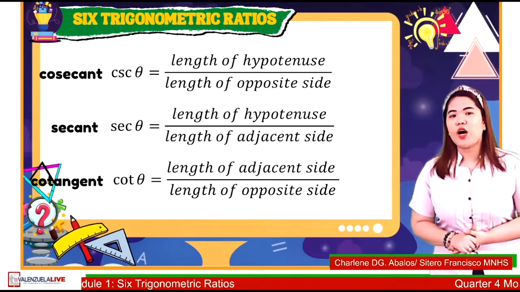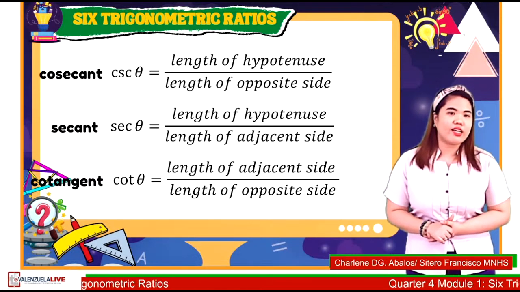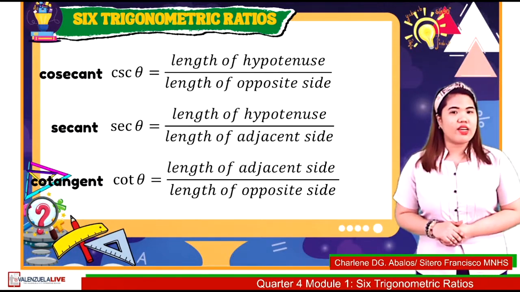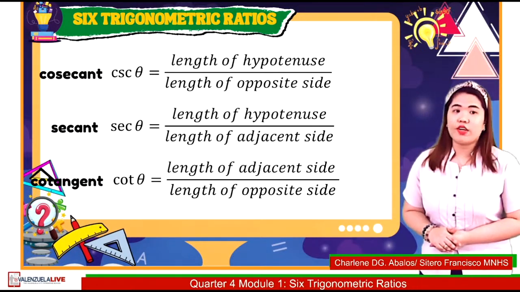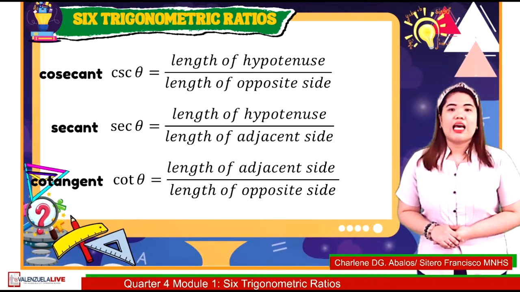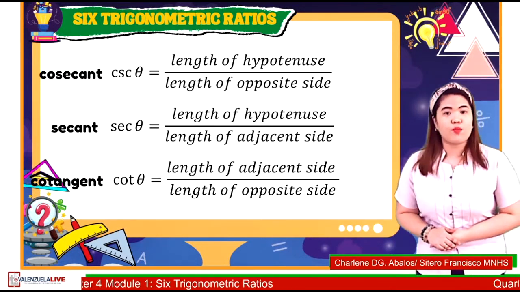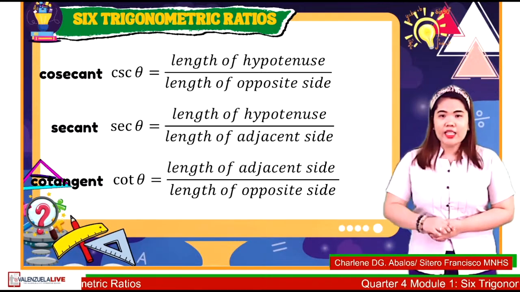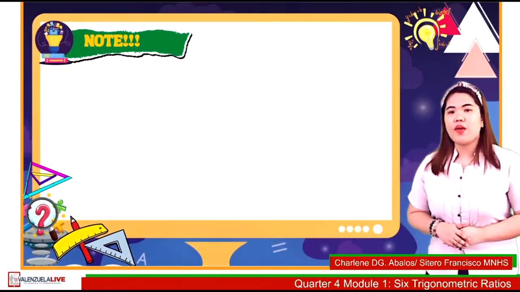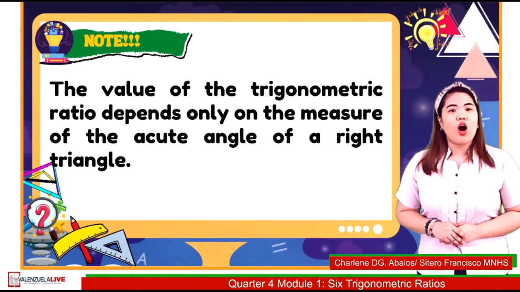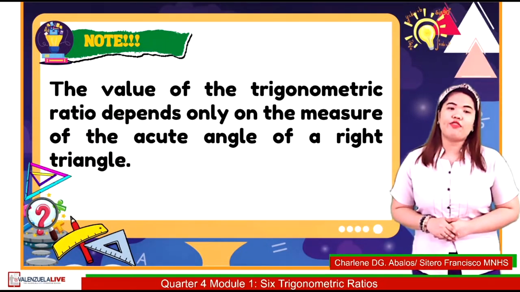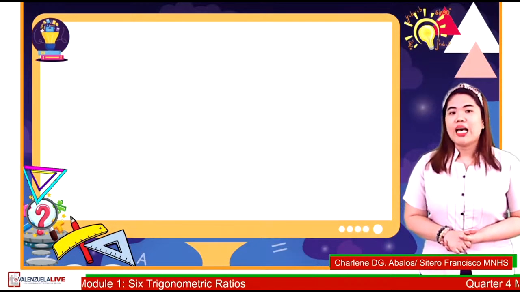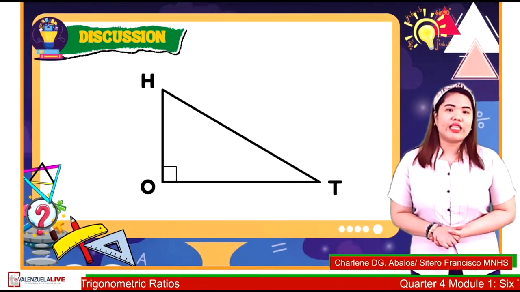The ratios of corresponding sides of two adjacent right triangles are equivalent if the acute angle of one right triangle is equal to the acute angle of another right triangle. The trigonometric ratios are the ratios between the two sides of a right triangle. Note that the value of the trigonometric ratio depends only on the measure of the acute angle of a right triangle. Let's say we have triangle HOT.